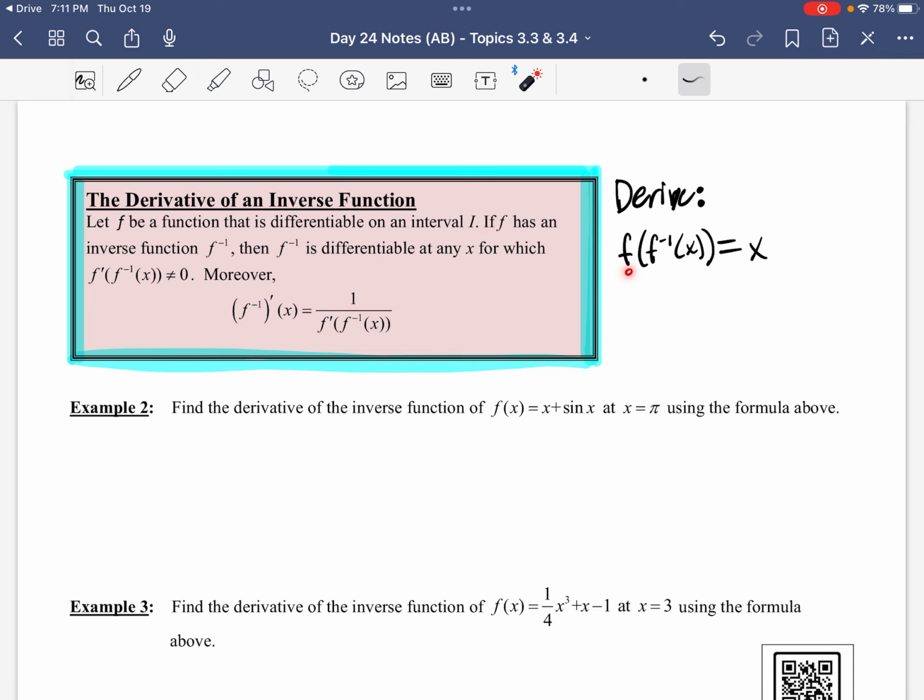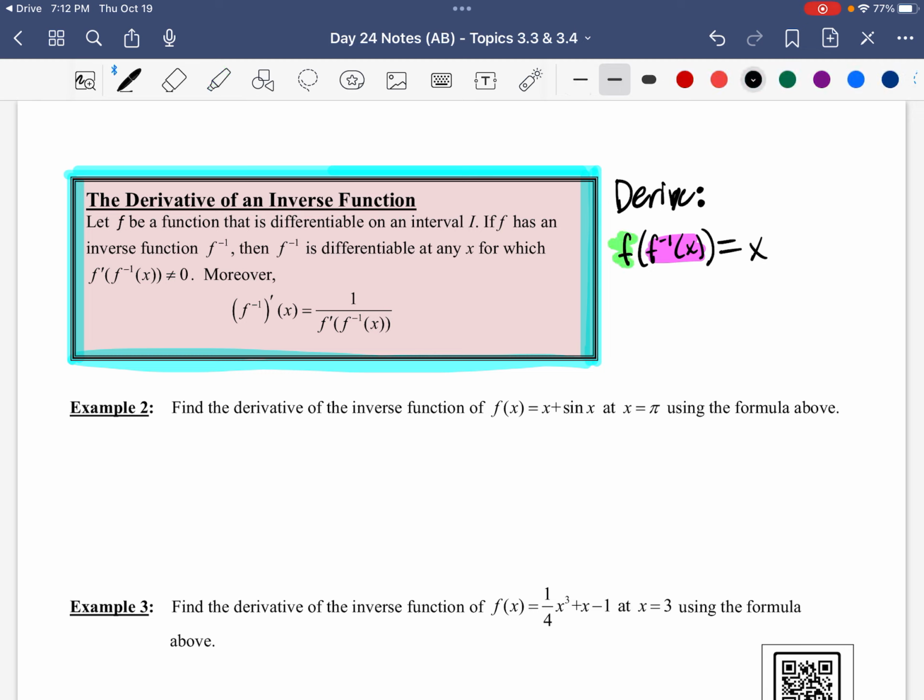To derive this, it's important to start with f and then have f inverse in the middle. Okay? So now we are actually going to take the derivative of this whole thing from left to right. So we're going to take the derivative of the left side and of the right side. What we know here is we've got a Blow Pop issue, right? We've got an inside function and an outside function.